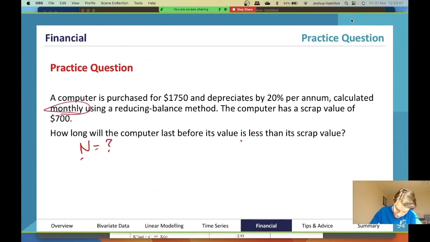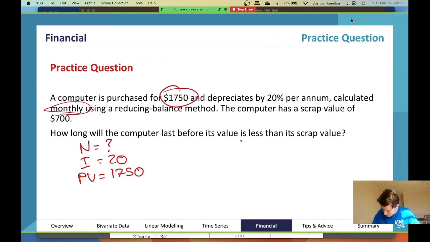I'm going to go I equals, and this you always put in as per annum, 20%. All right, I want to know my previous value. So this will be my principal value. My principal value is 1,750. Now, really important, is this negative or is this positive? Because did I give the money to the bank or spend the money, or did I gain money? I spent the money. So this is going to be negative.